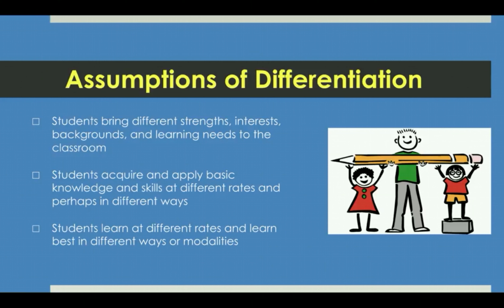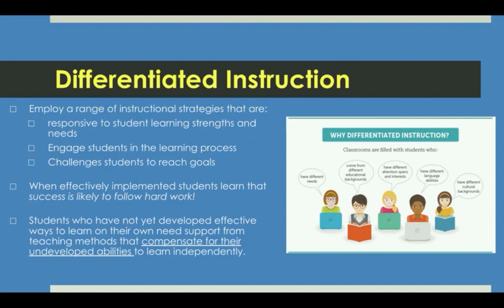We also know that students are able to acquire and apply basic knowledge at different rates and typically in different ways. The way they will acquire knowledge and the way they will demonstrate their knowledge will be through different modes, and you have to be able to adapt to their needs. And third, we know that students learn at different rates and via different modalities, so we need to be able to accommodate those needs. These are three basic assumptions of differentiation.